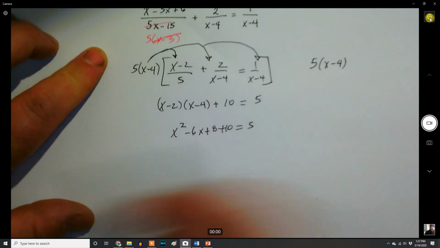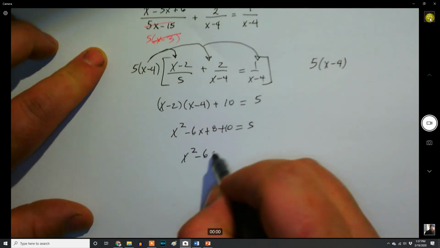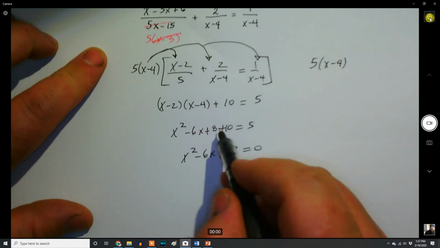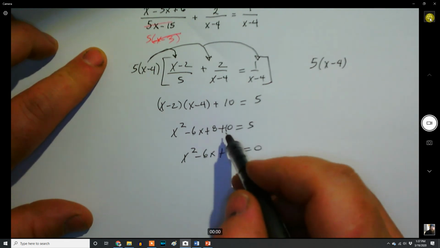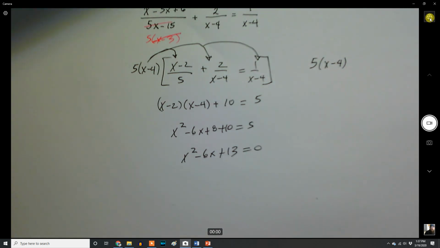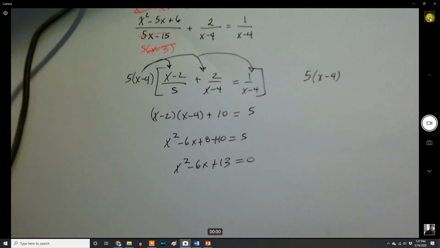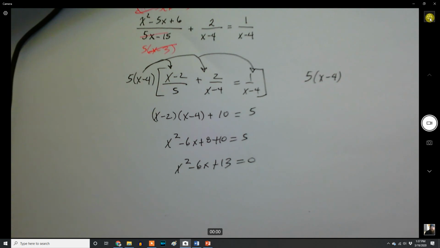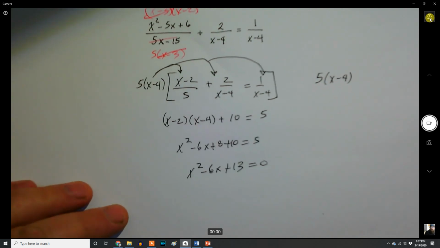Let's clean that up. Get everything on one side. x squared minus 6x plus 18, minus 5, right? You're going to subtract 5. That makes 18 minus 5, I'm pretty sure, is 13. It's quadratic once again. So, anyway, the point of this video is to get you to this point, to get rid of all of those denominators so that you can solve it.